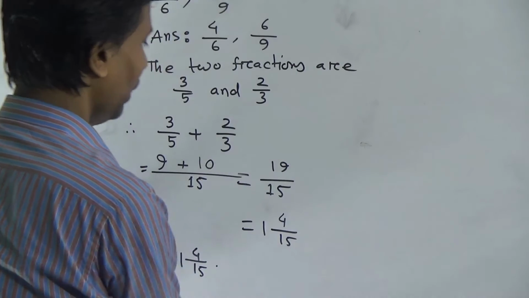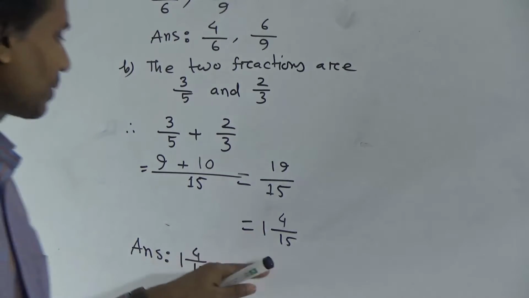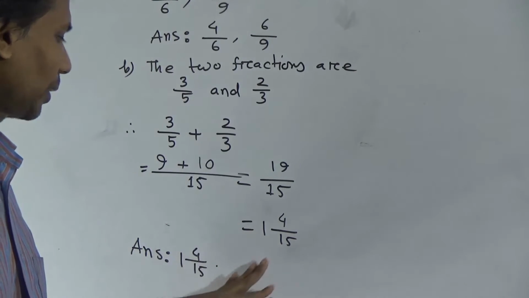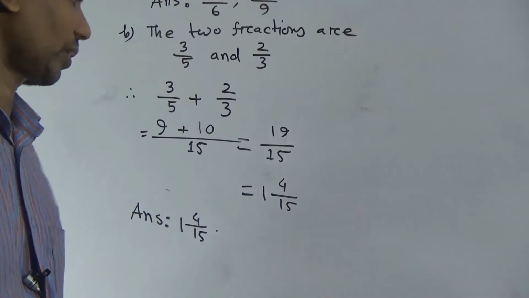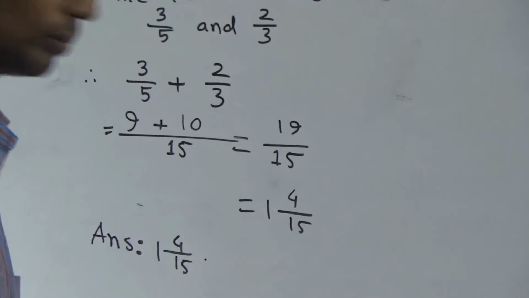If you face problems to convert to a mixed fraction, no need to convert it, you can do up to this, that means 19 by 15. That's also no problem.